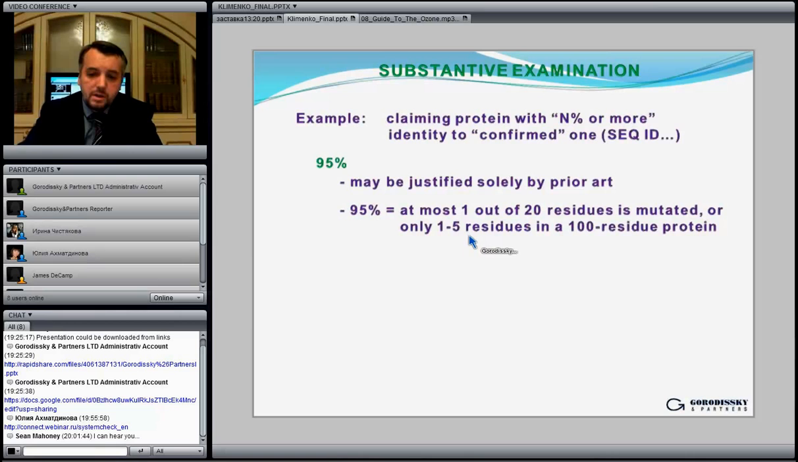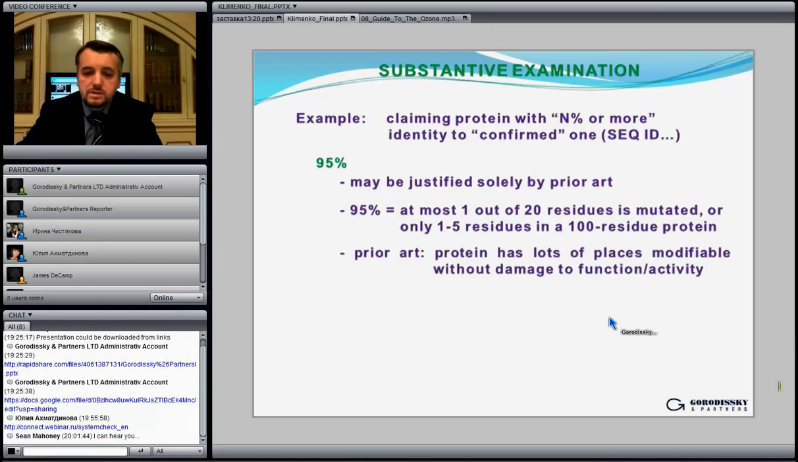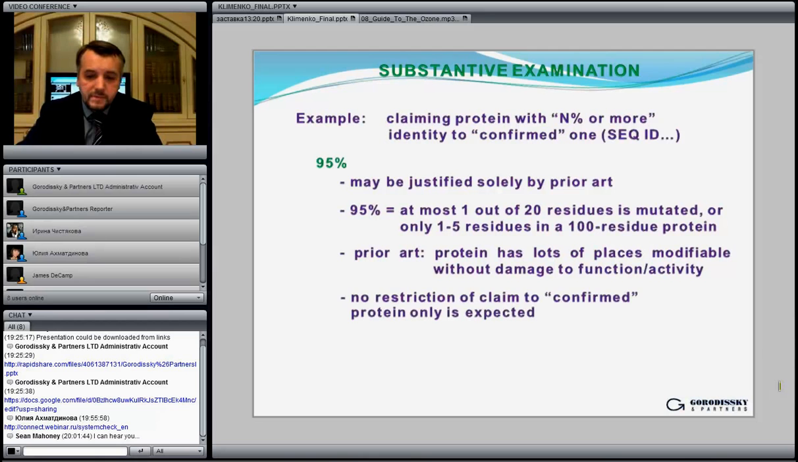Because 95% means that at most 5 out of 100 residues, for example, in a 100 residue protein, are mutated. And of course, from prior art, we know very well that there are a lot of places in the protein which can be mutated, deleted, and modified, and so on, without any damage to the function, hence to the invention in question. And in this case, we expect the examiner to withdraw his or her objection.